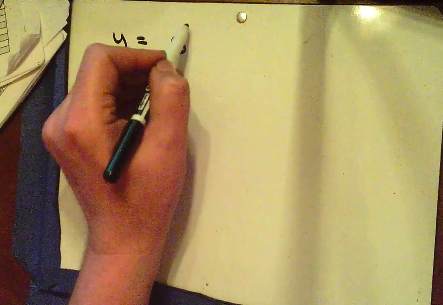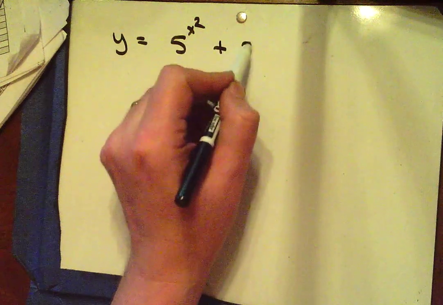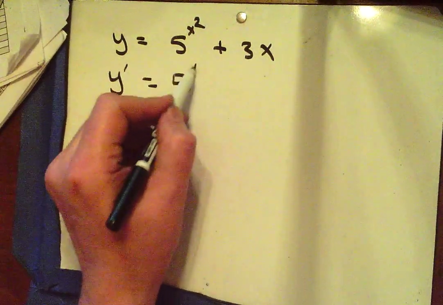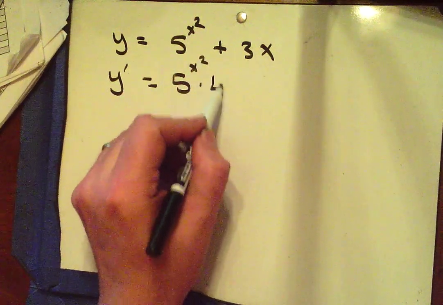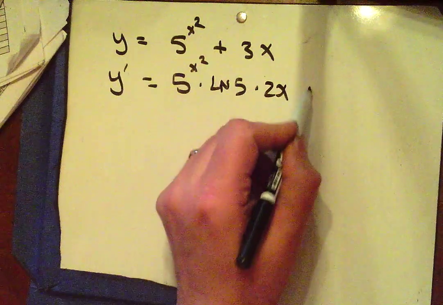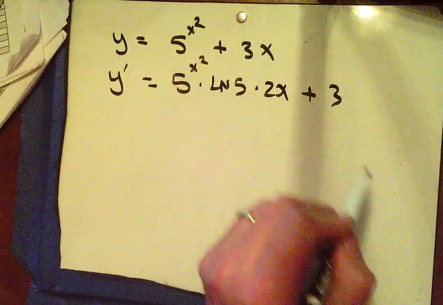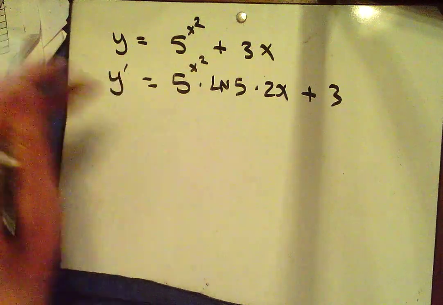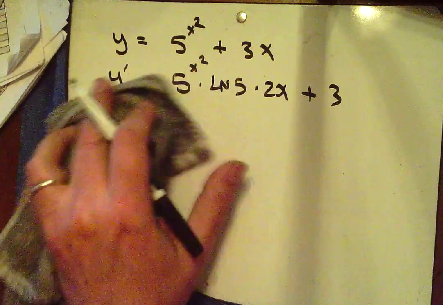We had just, in that last video, found the derivative of y equals 5 to the x squared plus 3x. We said that derivative was itself times ln of the base times the derivative of stuff. Don't forget this derivative over here. Okay, so let's do one or two more of those, and then I'd like to find the derivatives of logs.